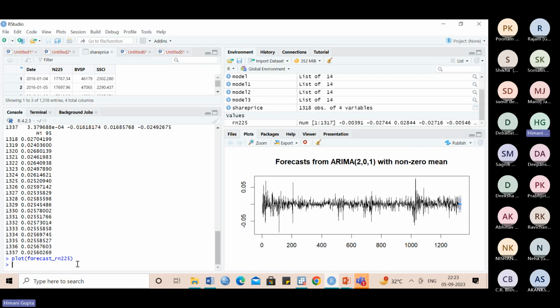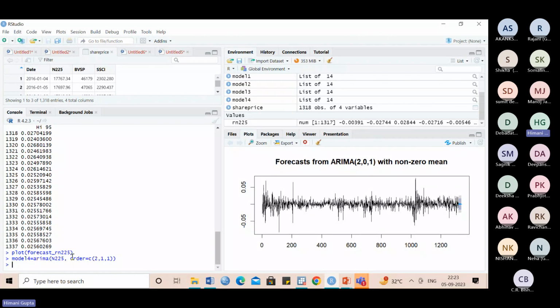Now I can create the same model. Let's say I'll just write one more model. Till now 3 is done, so this is model 4. And instead of 2, I am writing 1 over here. And instead of this series, I can write N225. This was my original series. And now I'm creating the model.